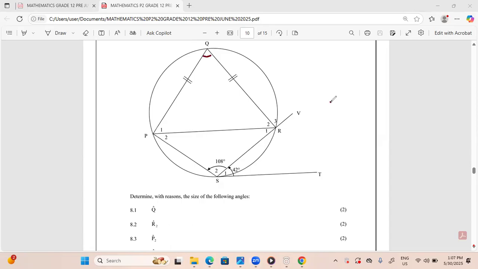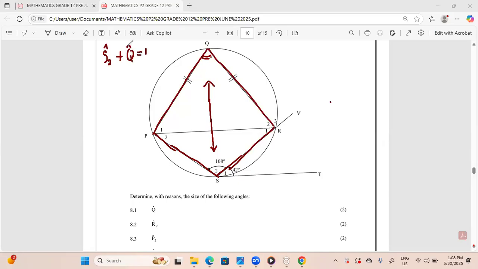Okay, we are looking for the angle Q, and we know that this shape here is a cyclic quad. This shape is a cyclic quad. And we know that opposite angles of a cyclic quad are supplementary. So S2 and Q, they are supplementary. Opposite angles of a cyclic quad are supplementary, meaning that those opposite angles add to 180 degrees. So when we take S2 plus the angle Q, which we are looking for, they must give us 180.